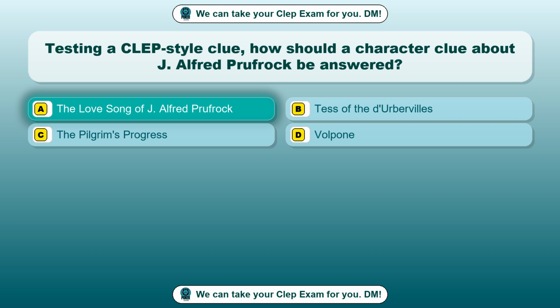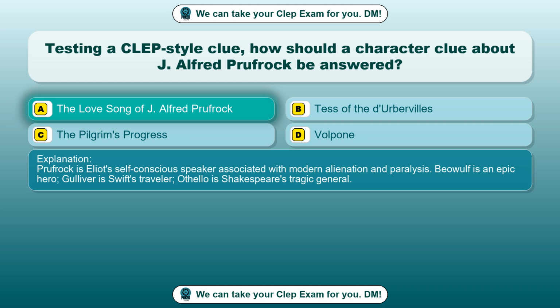The Love Song of J. Alfred Prufrock. Prufrock is Eliot's self-conscious speaker associated with modern alienation and paralysis. Beowulf is an epic hero, Gulliver is Swift's traveler, Othello is Shakespeare's tragic general.